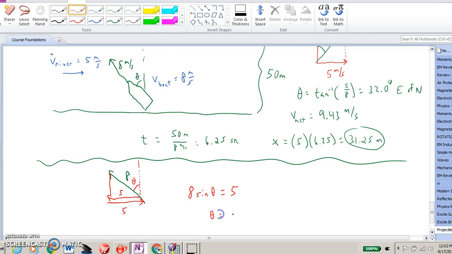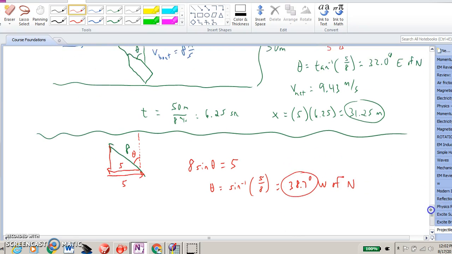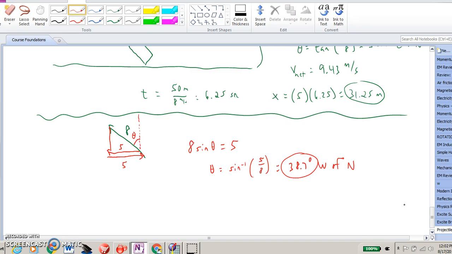Using some basic trig, we can do an inverse sine of 5 divided by 8, and that'll give us how much we have to tilt the boat. That's something like 38.7 degrees, and on our picture, that would be west of north. That'll give you a horizontal speed of 5, which cancels the river.